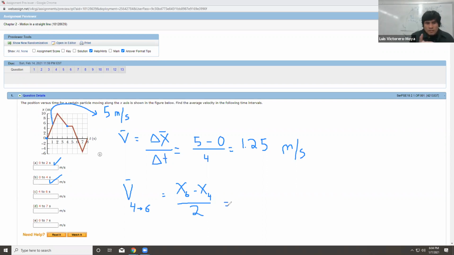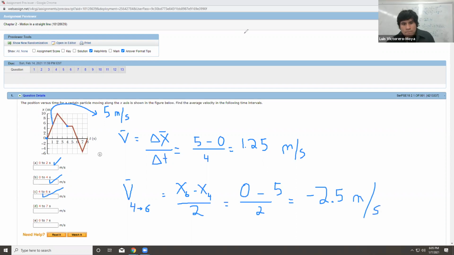What's the position on 6? 0, right? You go back to the origin. You don't look at this number, you look at the fact that the position here is 0. 0, what's the position on 4? The position on 4 is 5 divided by 2. So I get now negative. That's fine. Velocity can be negative. That means you are going backwards now. Minus 2.5 meters per second.